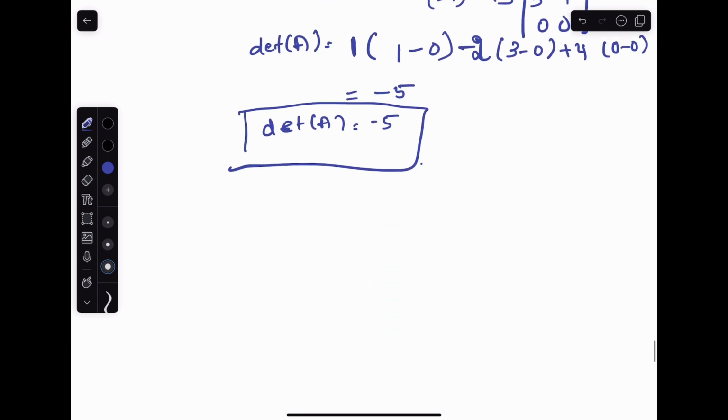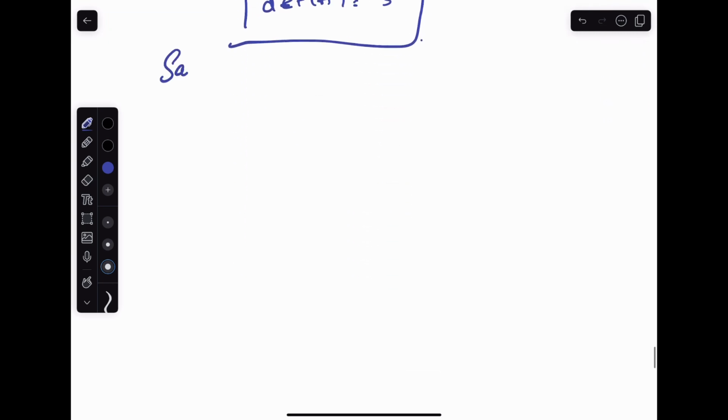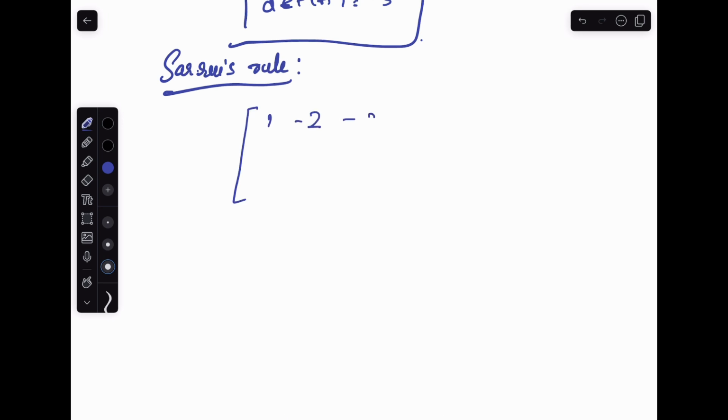Now there is one more topic called Sarrus rule, in order to find the determinant of the matrix. Sarrus rule to find the determinant. So let me take one example. Say 1 minus 2 minus 3, minus 1 3 4, and 2 5 and 0. What does the Sarrus rule say?